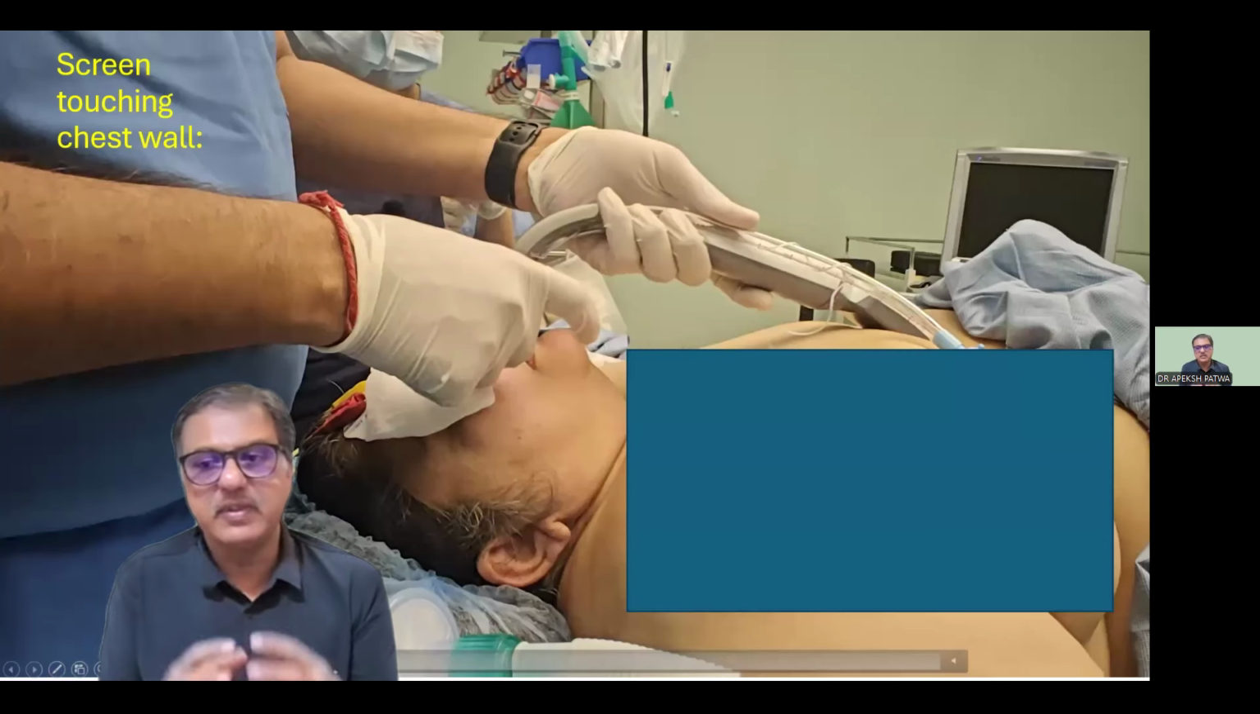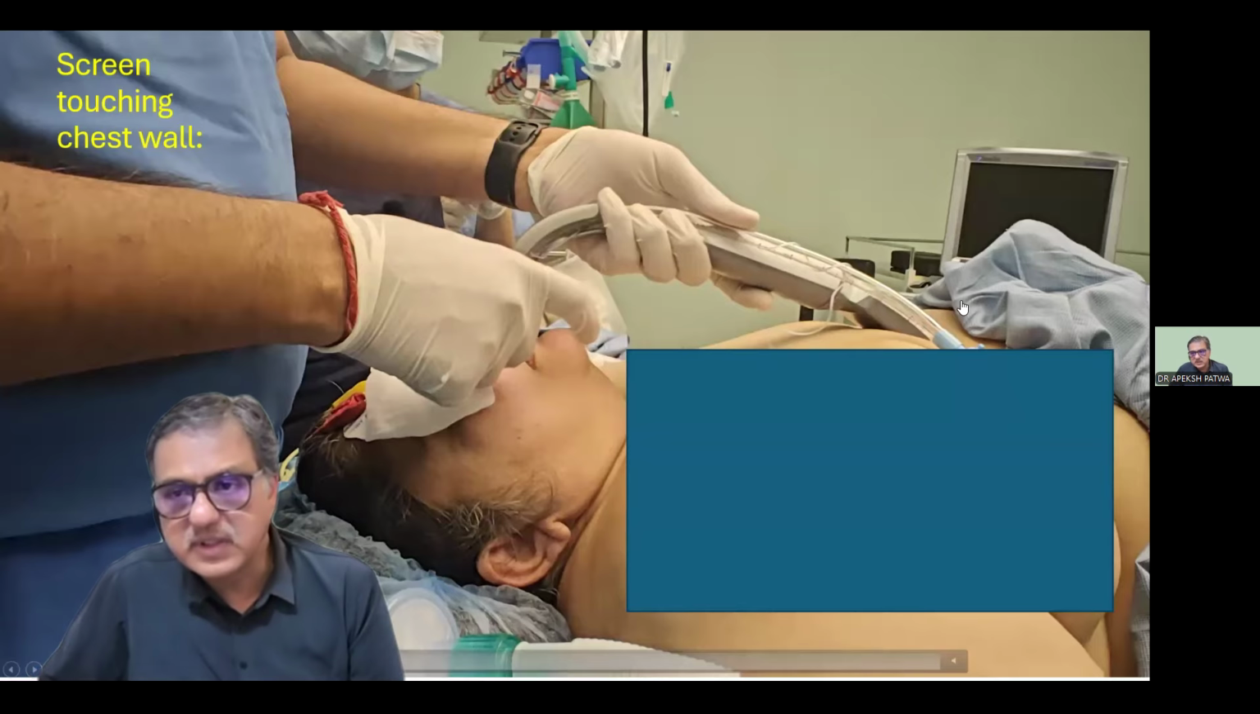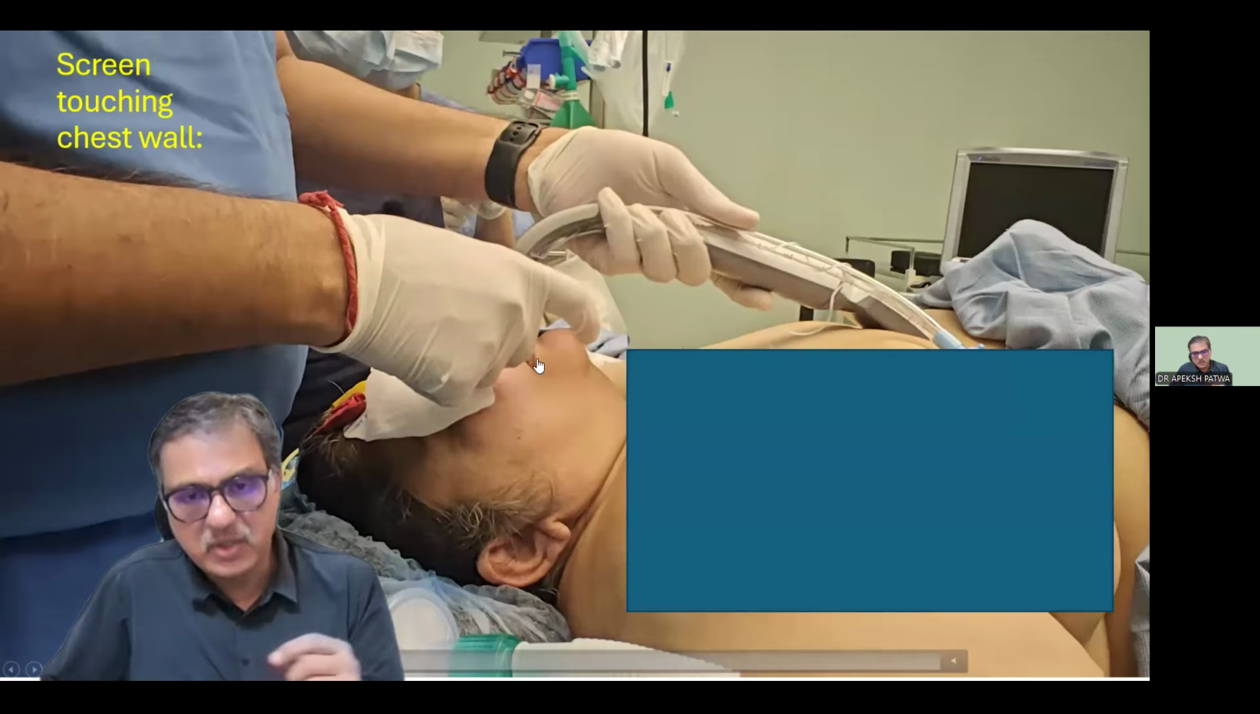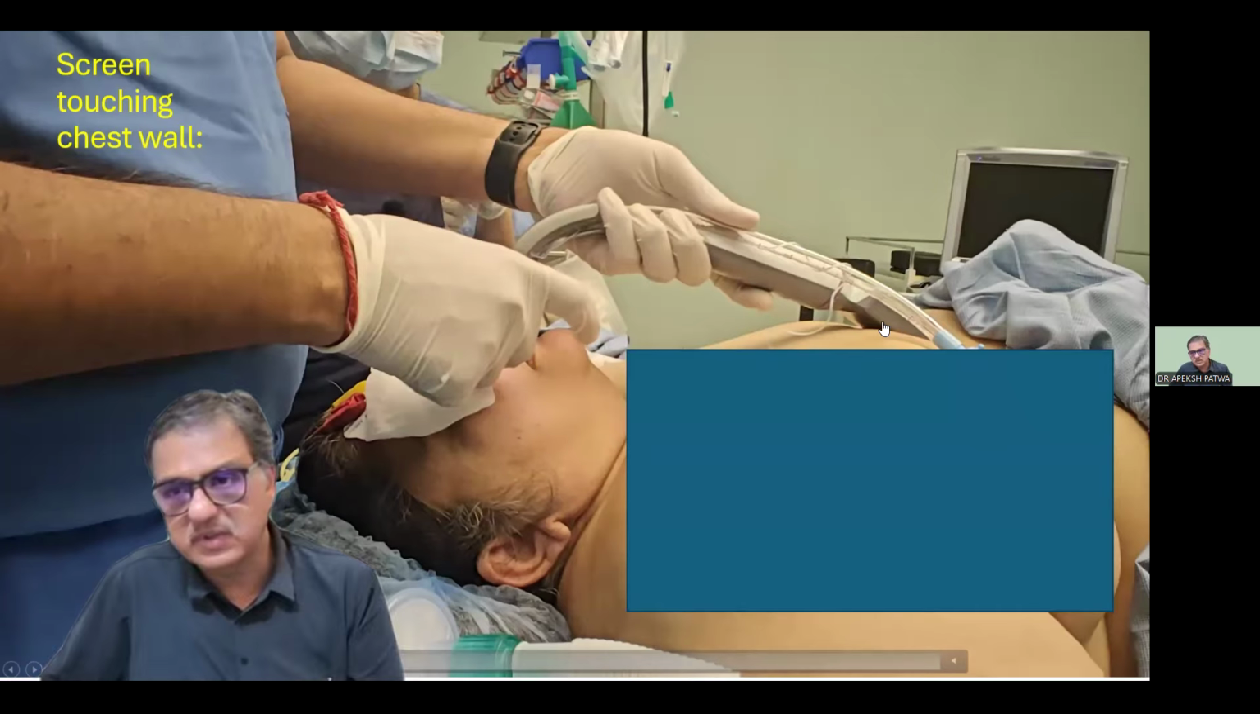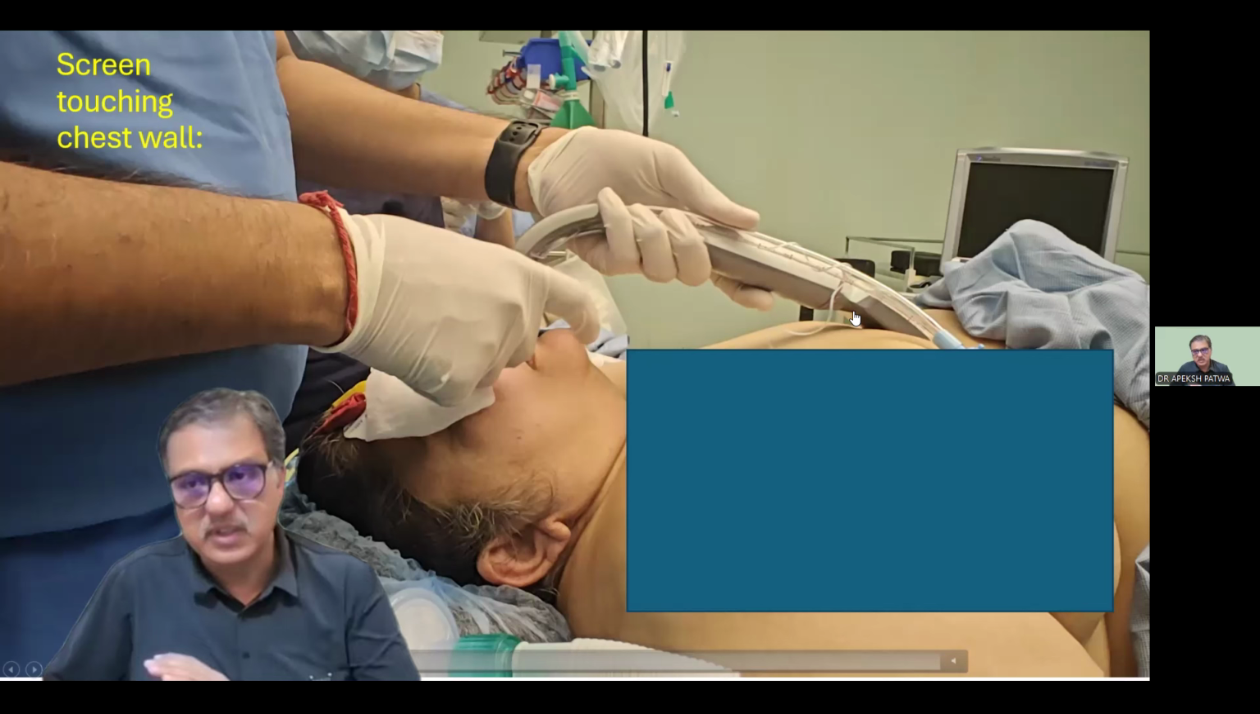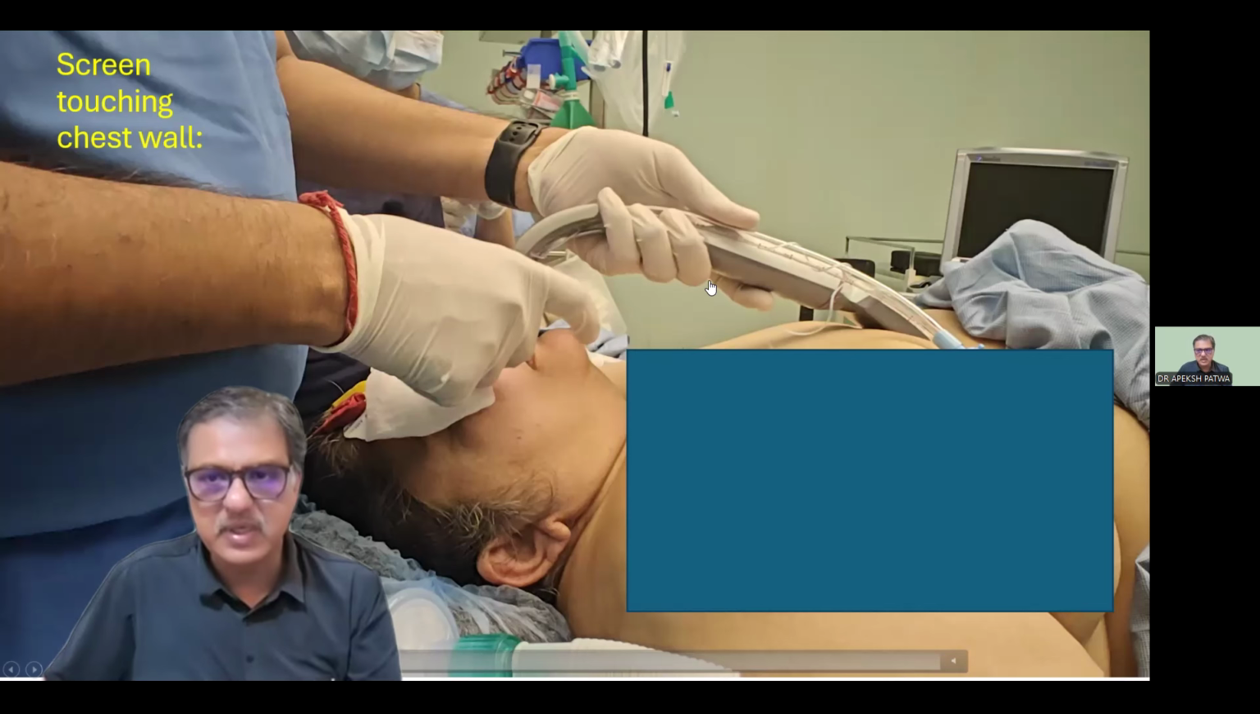Specifically in obese patients with an enlarged chest, the screen is touching the chest wall. You are not able to insert the blade into the mouth because it's not getting the curve, because the screen is touching the chest wall. In such a case, remove the screen, insert the blade, and reattach the screen. That is how you can overcome this problem.